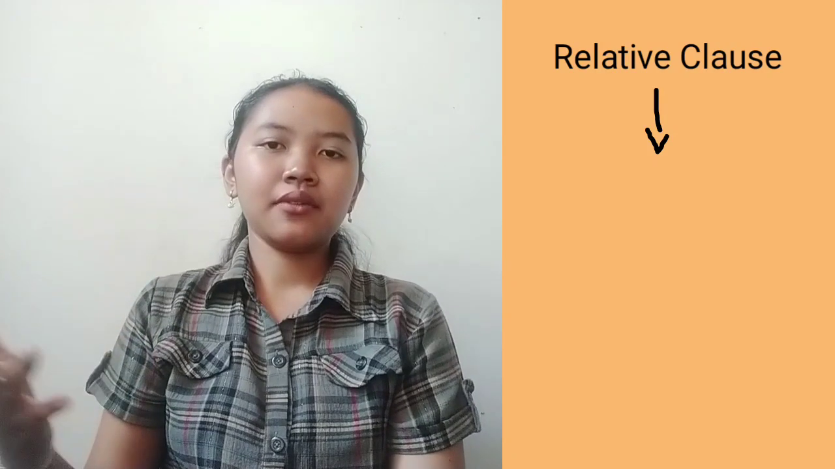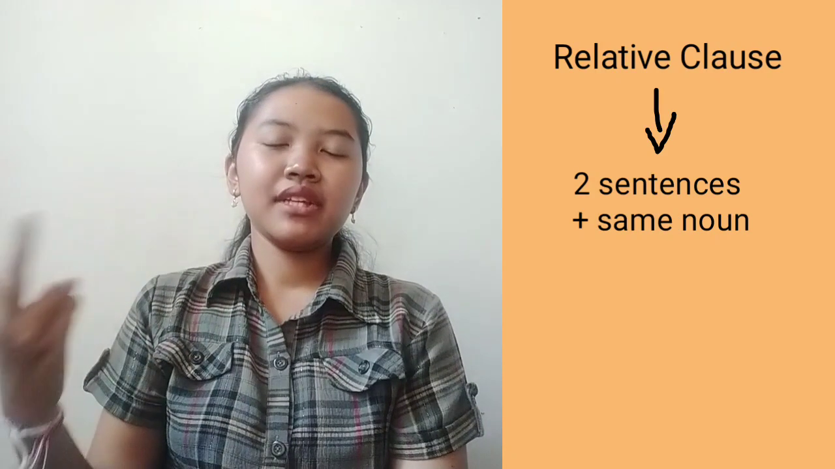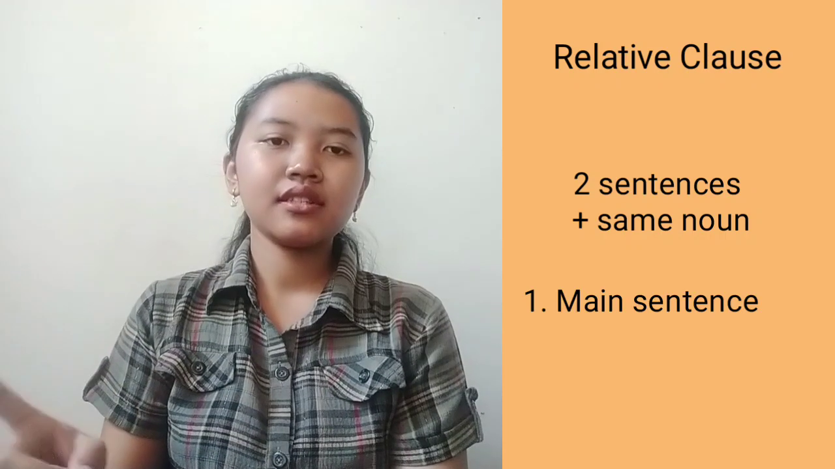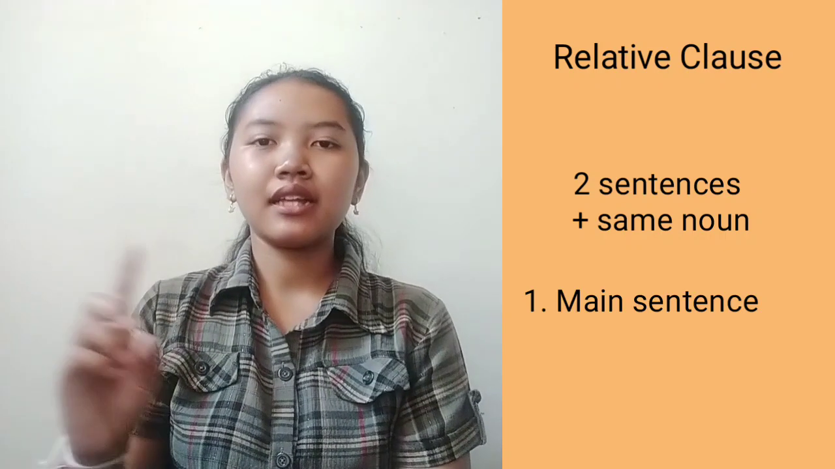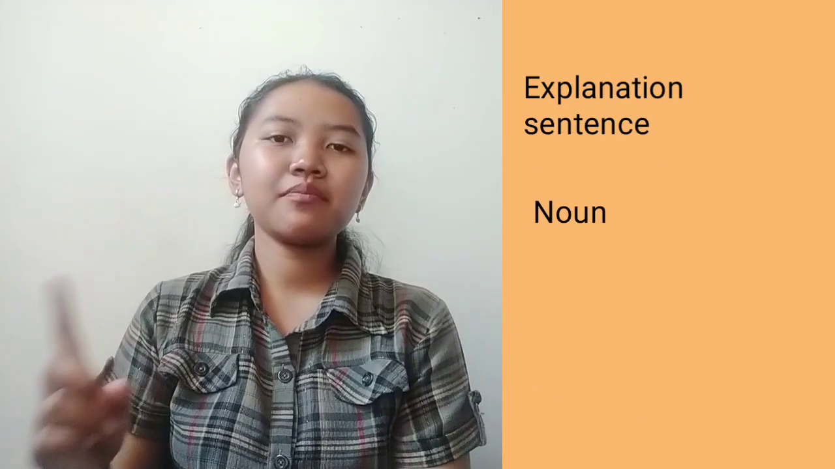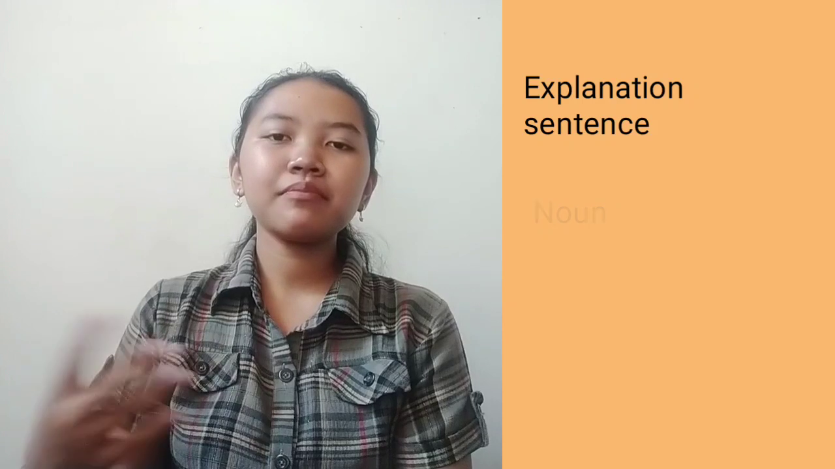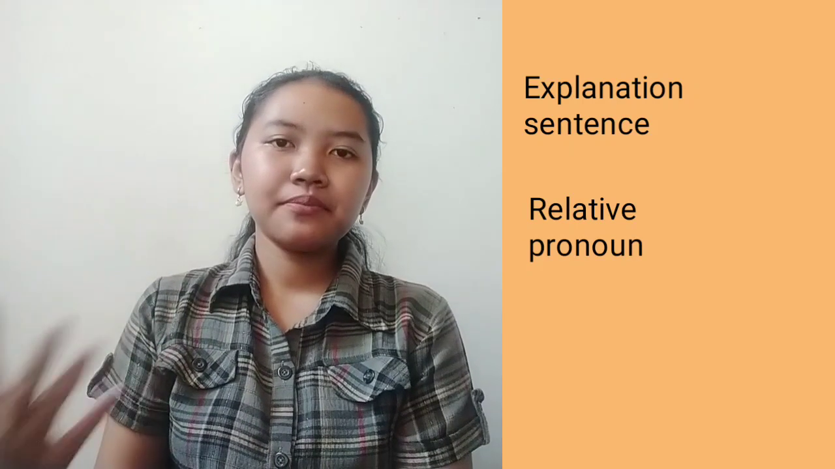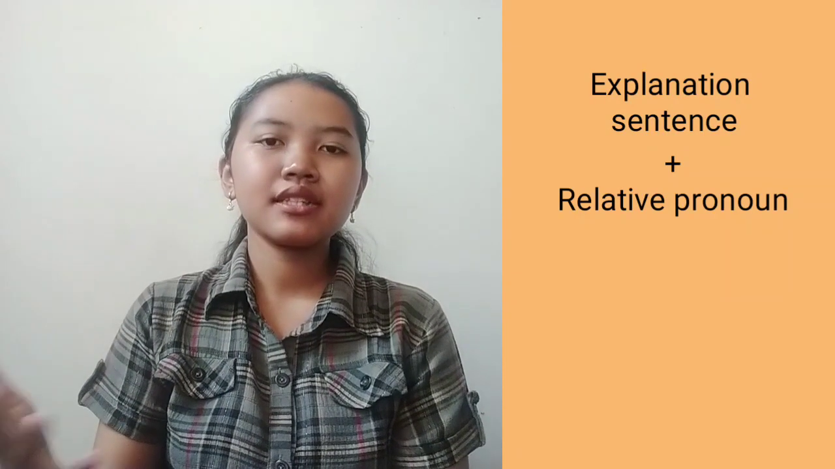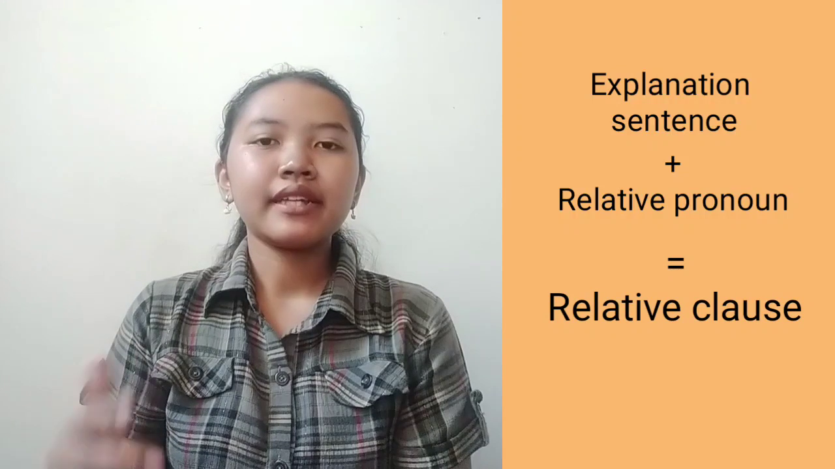Now is the structure of the relative clause. A relative clause consists of two sentences that mention the same noun. One of those sentences will be the main sentence and the other will be the explanation. The noun of the explanation sentence will be substituted by a relative pronoun. The explanation sentence with a relative pronoun is the relative clause in this sentence.